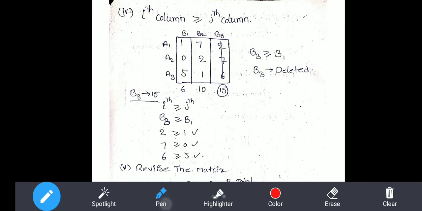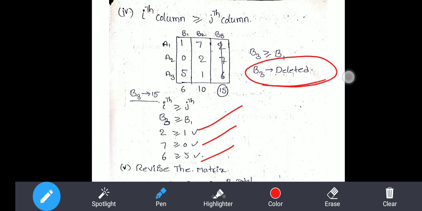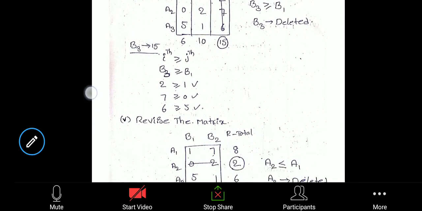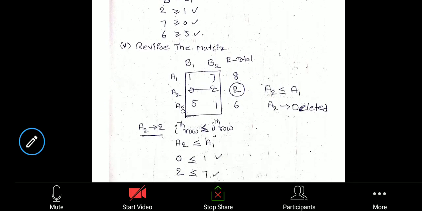So you can verify that 2, 7, 6 compared with B1, 1, 0, 5: 2 is greater than 1, 7 is greater than 0, 6 is greater than 5. So three conditions were satisfied here, which means B1 is dominating B3. So B3 is deleted. After deleting it, the revised matrix will be B1, B2; B3 is deleted. Now you can repeat the procedure again.